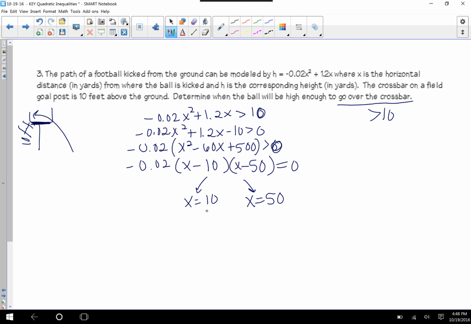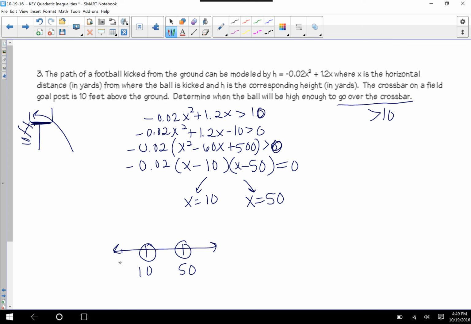Okay, these are solutions to the quadratic inequality here, or just to the quadratic, really, not to the inequality yet. Those are x-intercepts. So I'm going to draw me a number line. 10 and 50. 10 is here. 50's here. We're not shading equal, because remember we said it couldn't be equal to 10, because if the height of the football was equal to 10, it's not going over that crossbar.